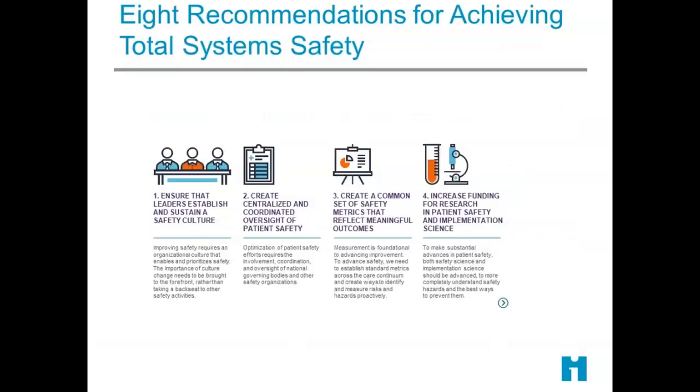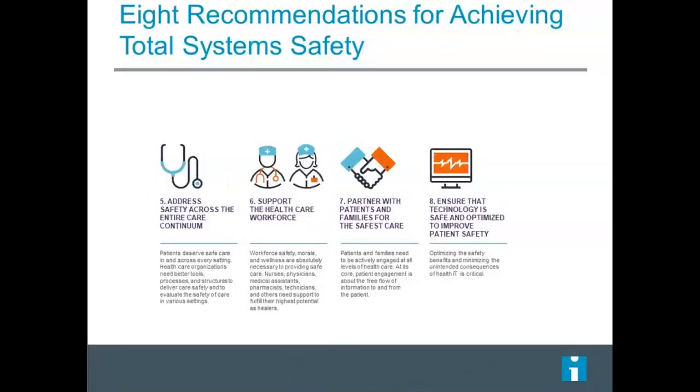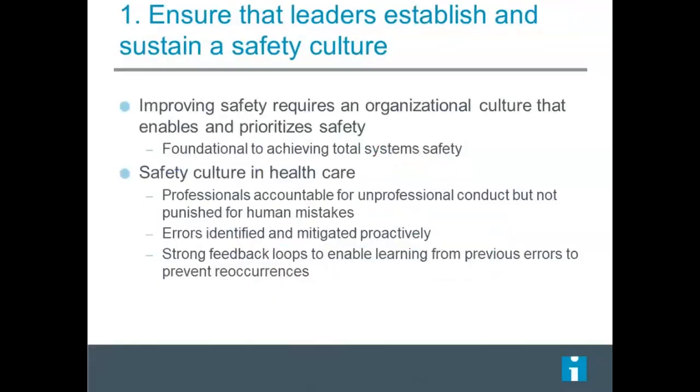And so the 8 are actually in no particular order, except that number 1 was pretty unanimously felt to be number 1. So don't pay mind to the other order, but 1 was number 1. And that is ensure that leaders establish and sustain a safety culture, then create centralized and coordinated oversight of patient safety, create a common set of safety metrics that reflect meaningful outcomes, increase funding for research in patient safety and implementation science, address safety across the entire care continuum, support the healthcare workforce, themes that I've already mentioned, partner with patients and families, and ensure that technology is safe and optimized. And so those are the 8 recommendations that I will quickly walk through.